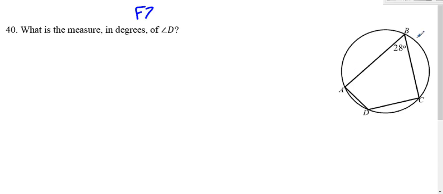Here we have a quadrilateral inscribed in a circle, which means that the angles that are across from each other always have to add to 180. So if this angle is 28, this angle over here, angle D, would be 180 minus 28, which is 152 degrees.